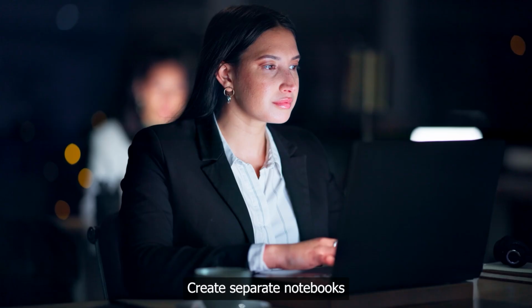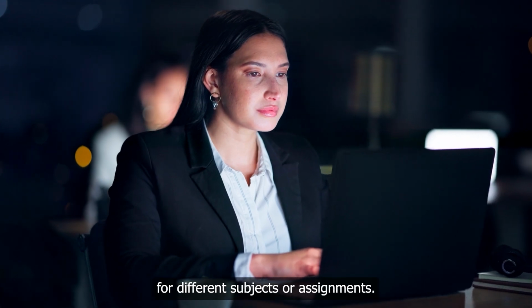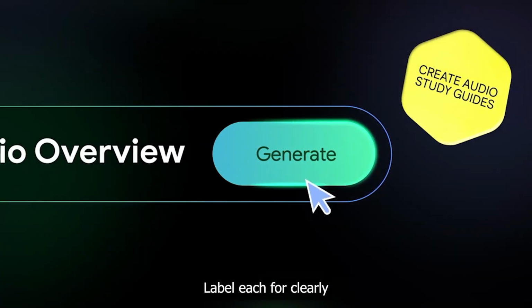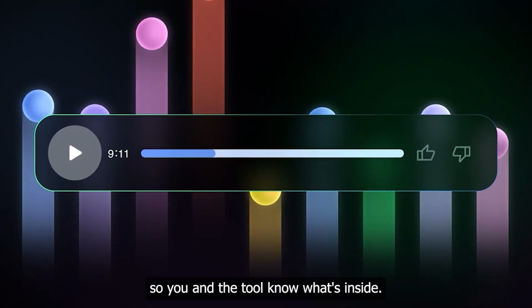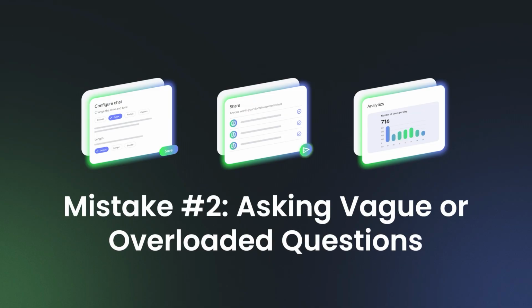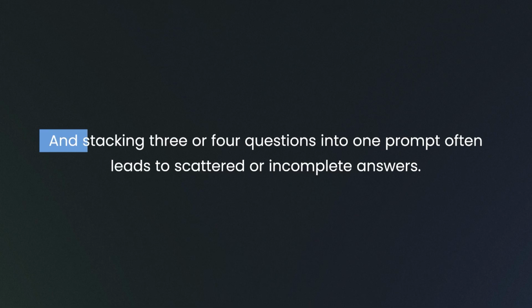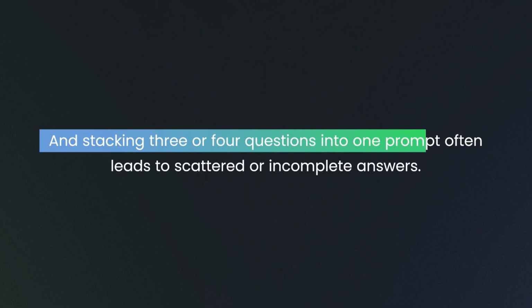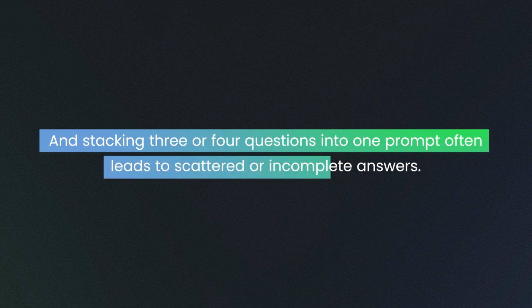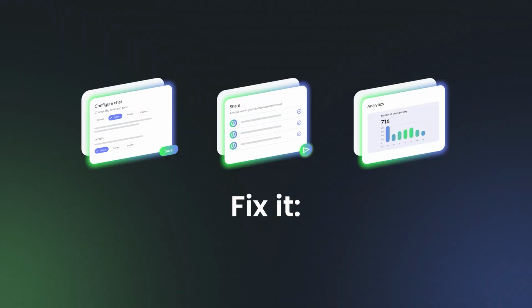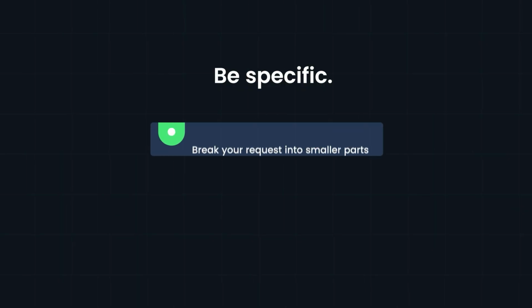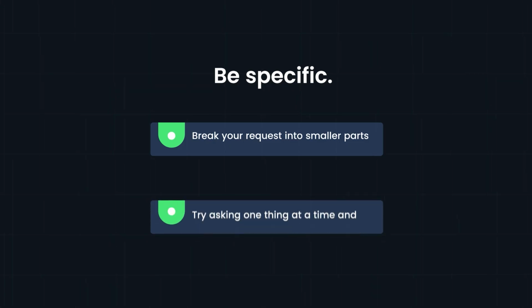Fix it. Create separate notebooks for different subjects or assignments. Label each file clearly so you and the tool know what's inside. Mistake 2. Asking vague or overloaded questions. Questions like, what does this mean? Or help me with this file are too broad, and stacking 3 or 4 questions into one prompt often leads to scattered or incomplete answers. Fix it. Be specific. Break your request into smaller parts. Try asking one thing at a time and build from there.